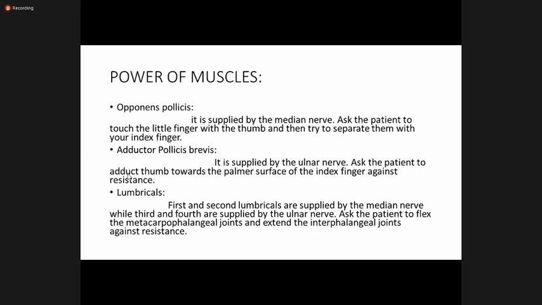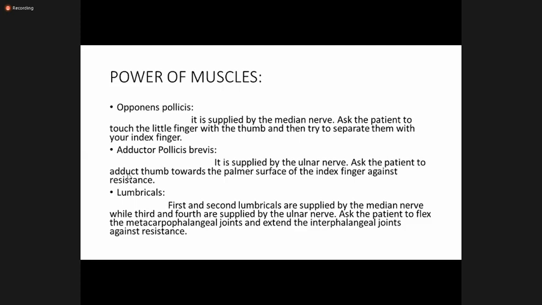And opponens pollicis, this is another muscle. It is supplied by the median nerve. Ask the patient to touch the little finger with the thumb, then try to separate them with your index finger. And adductor pollicis, it is supplied by the ulnar nerve. Ask the patient to adduct the thumb towards the palmar surface of the index finger against resistance.